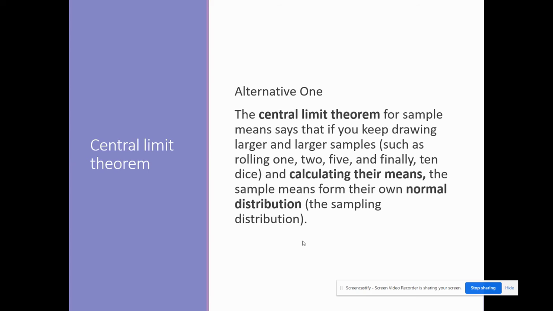Okay. So the alternative one again, the central limit theorem for the sample means says that if you keep drawing larger and larger samples, such as rolling 1, 2, 5, or finally 10 dice, and calculating their means, the sample means form their own normal distribution.